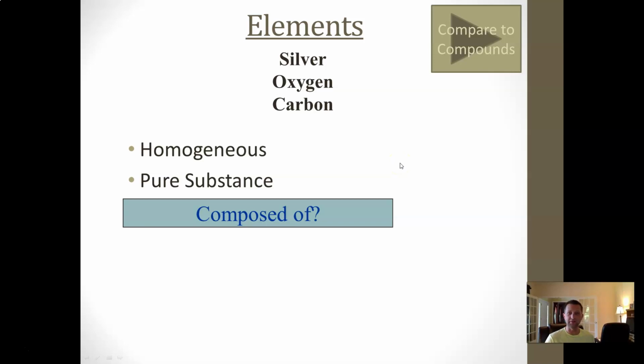Something else you can add to your note sheet or think about here. A pure substance is a substance that has a definite set of physical and chemical properties. So you could look a lot of these up. Oxygen has a density, right? Silver has a density, carbon has a density, and it's the same no matter how big or small your sample of these elements is, right?